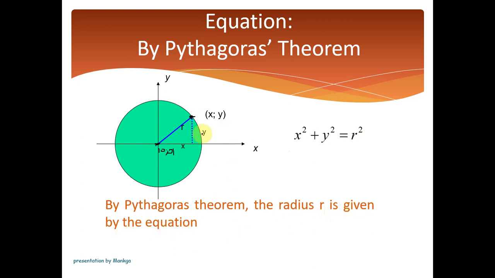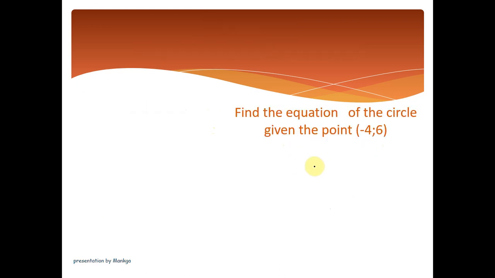Before we can calculate the equation, the most important thing, if we are given any point on the circle, we simply substitute x and y here. Then we get the value of r. We are done. Then we get the equation of the circle.